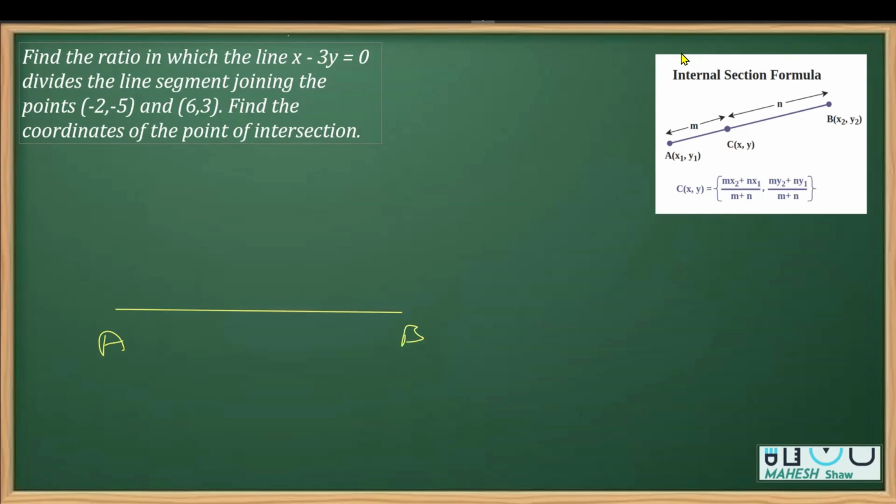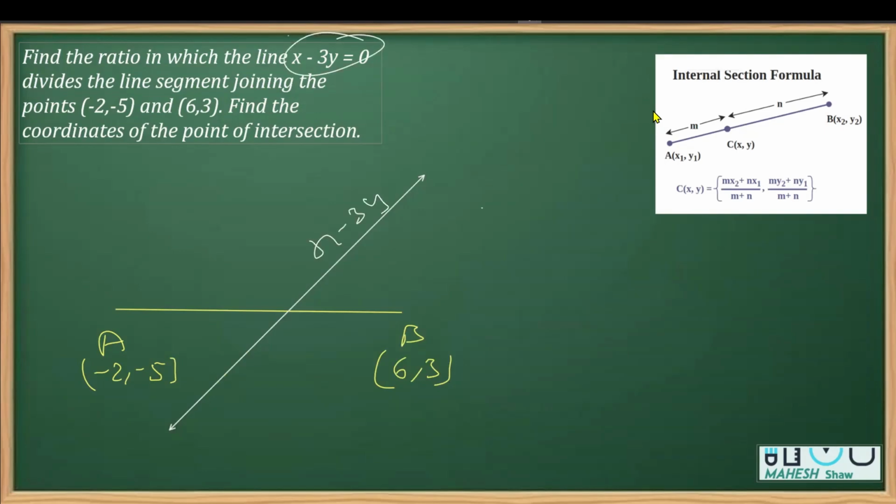And the coordinates of A, as I can see from here, are -2, -5. And that of B is 6, 3. Now, further it says there is another line that I'll take over here that is intersecting this line. And the equation of this line is x minus 3 times y equals 0.